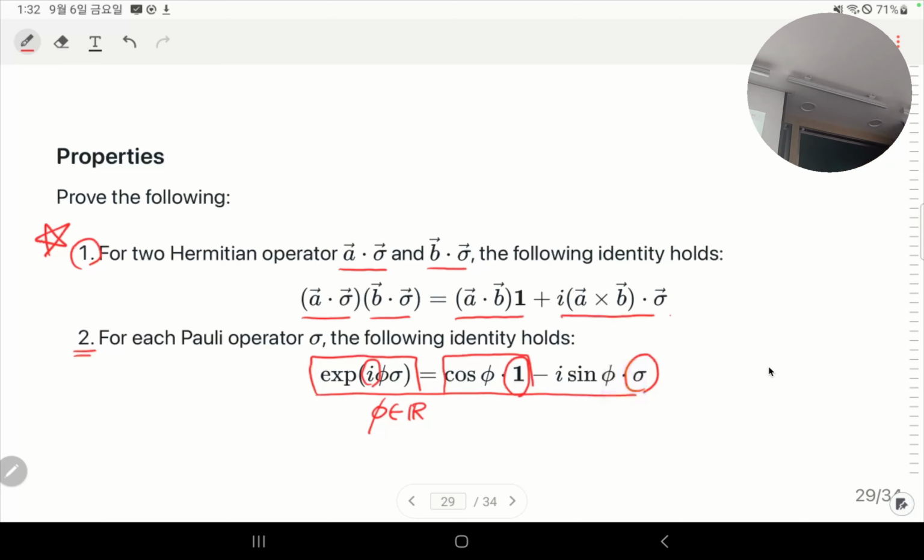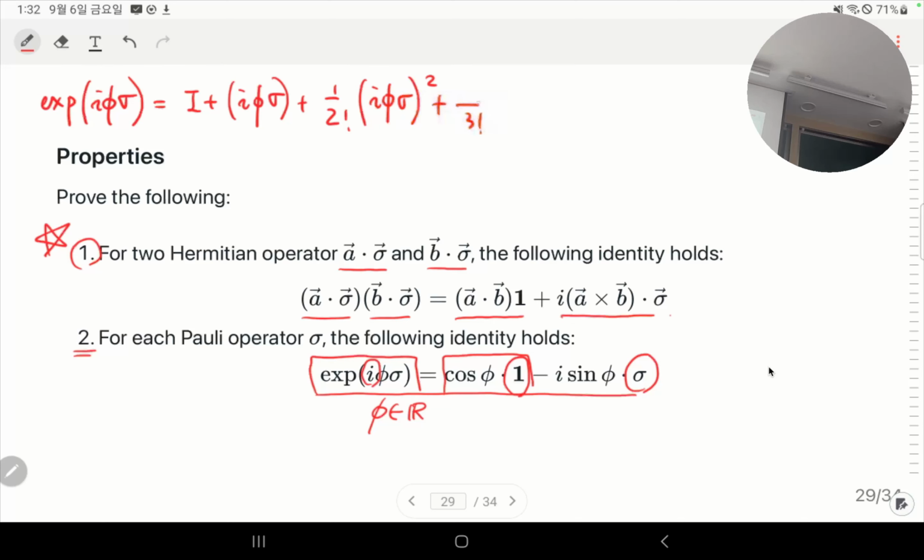So let's prove this. Let's check why this is true. So the exponential of i phi sigma, let's put it into the definition. So first it's the identity, and then i phi sigma, so that's the entire matrix, and then 1 over 2 factorial times i phi sigma squared, and let's do one more, i phi sigma cubed, and so on.